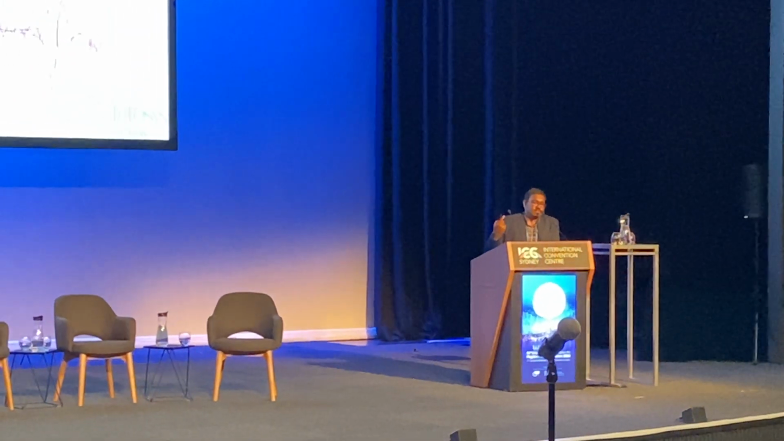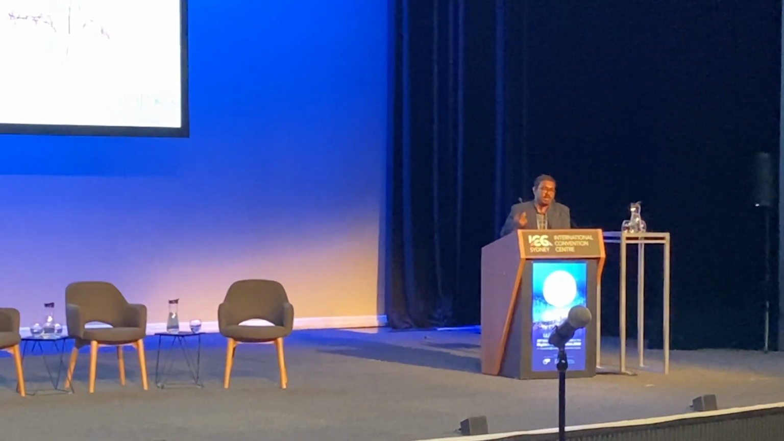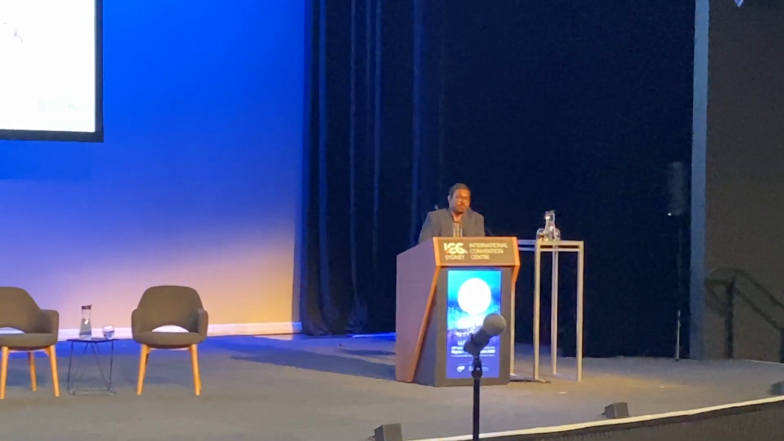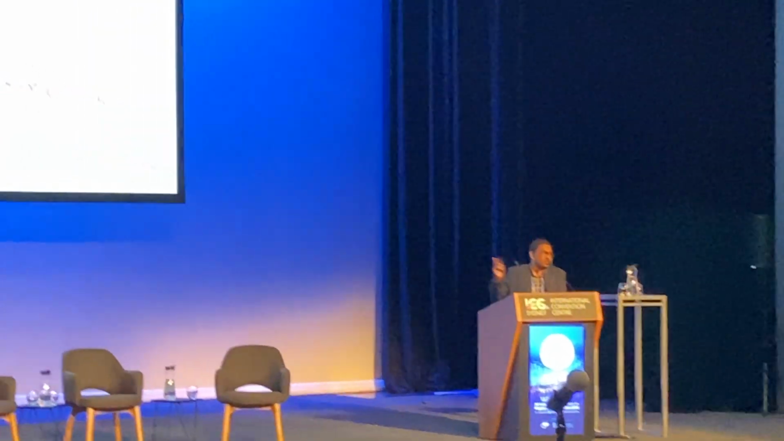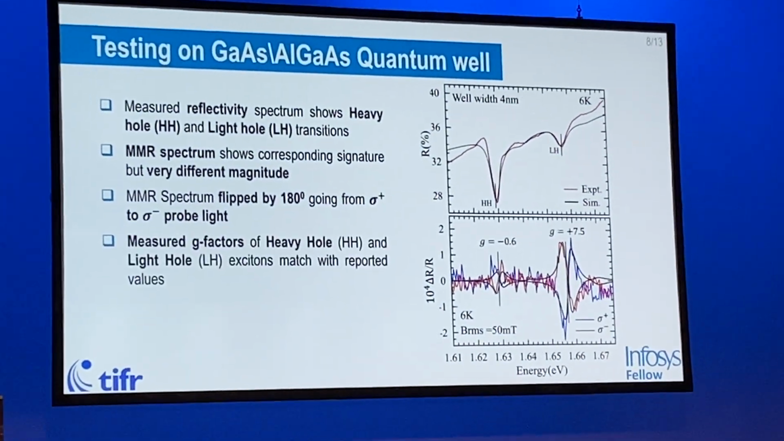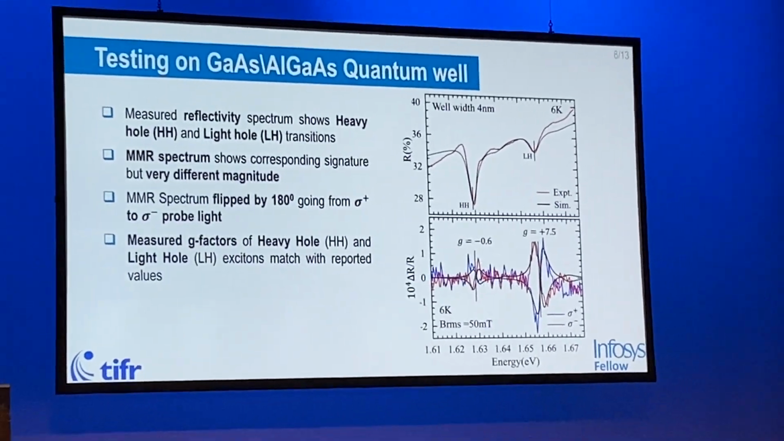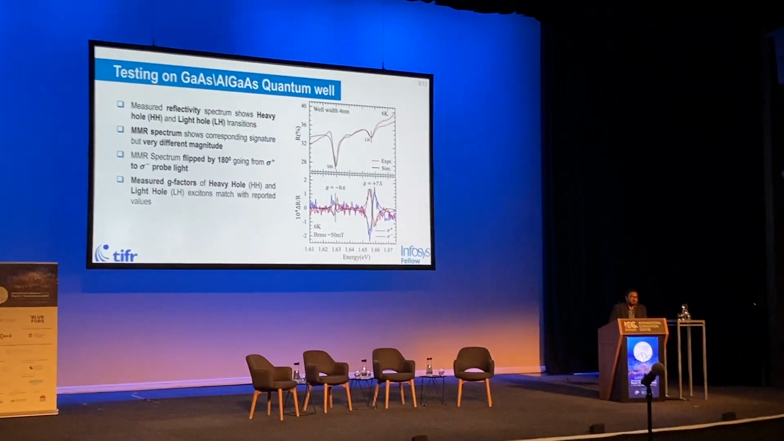So we have extracted that. For heavy hole, the G factor is minus 0.6, and for light hole, it is plus 7.5. And this is the thing I promised you before, that for two orthogonal polarizations, the spectrum actually flips by 180 degrees. And these measured G factor values moderately match the already reported values.